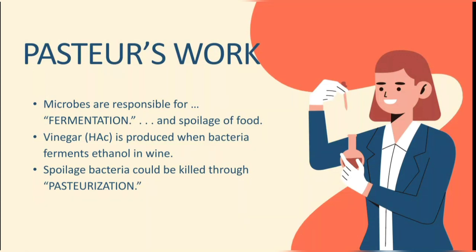Vinegar is produced when bacteria ferment ethanol in wine. Spoilage bacteria could be killed through pasteurization. Pasteurization, by definition, is the process of heating an object. For example, milk is heated, then the harmful things are killed and it is made safe. Fermentation, on the other hand, is the chemical breakdown of a substance by bacteria, yeasts, or other microorganisms, typically involving effervescence and the giving off of heat.